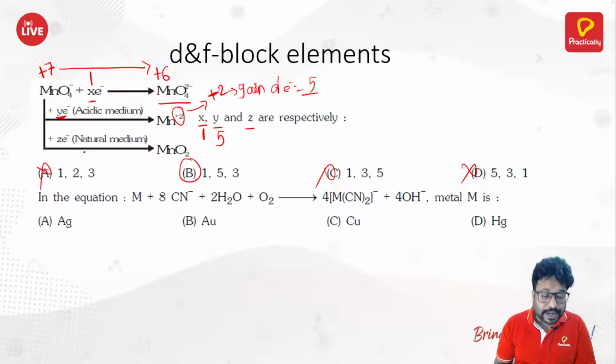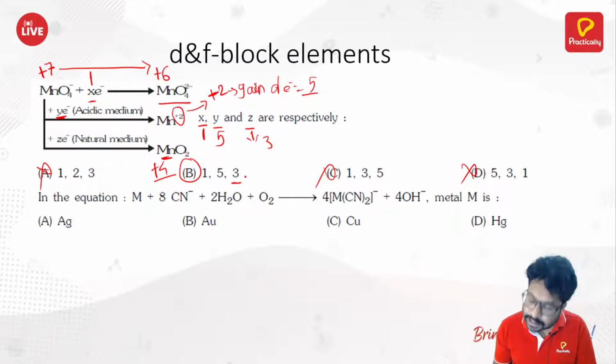In a neutral medium, it is coming from +7 to +4. So +7 to +4, that means 3 electrons have been gained. That means Z must be 3. That is why our answer is B, 1, 5, 3.